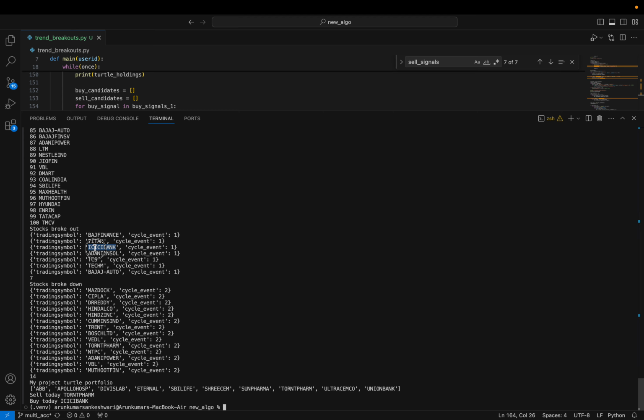So that's pretty much it. This is how the algo has evolved so far. There are bits that are still missing. I don't trigger the orders with this automation, but it tells me what stocks I need to buy and what stocks I need to sell today.